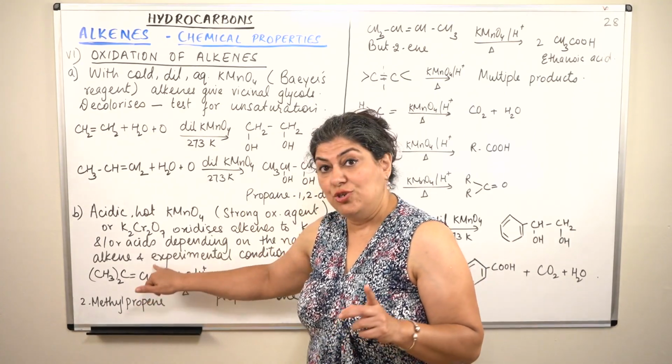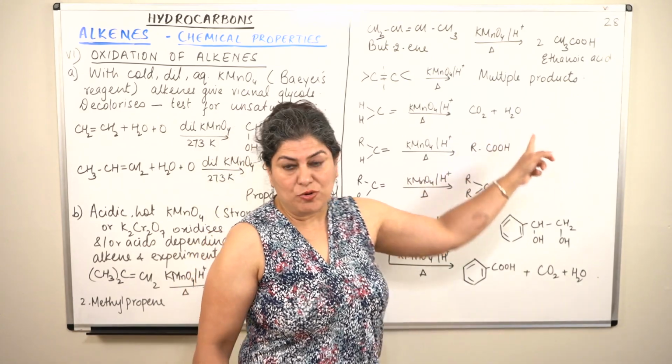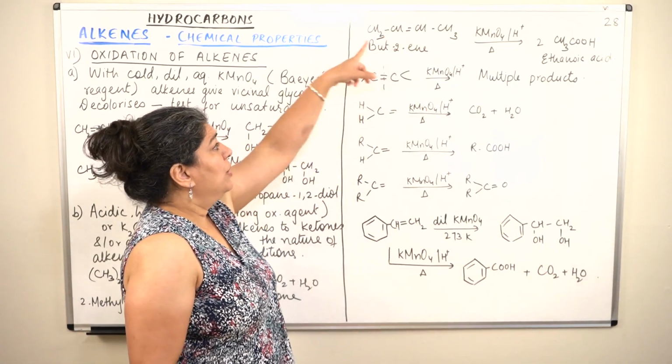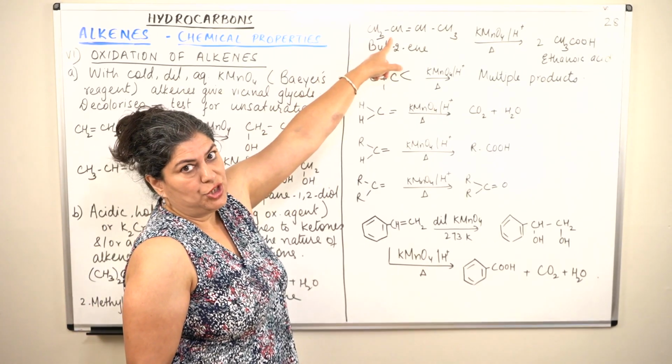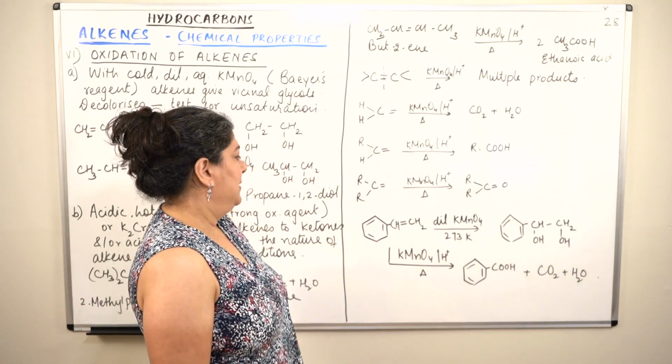This carbon was attached to 2 hydrogens. So, 2 hydrogens will result in the formation of carbon dioxide and water. And that was what was formed. And these 2 carbons are 1 alkyl group and 1 hydrogen, CH3 and H. So, both of them resulted in the formation of carboxylic acid.